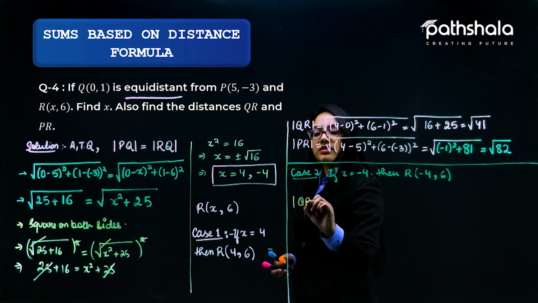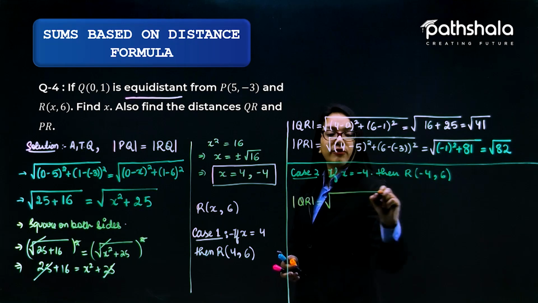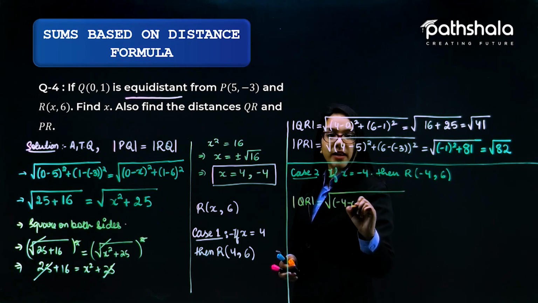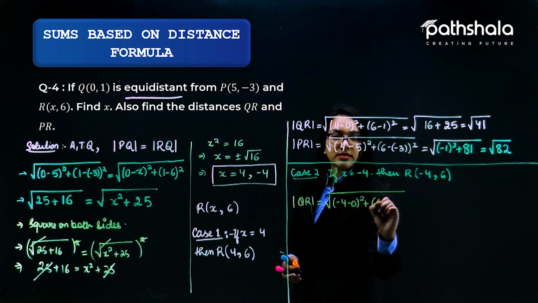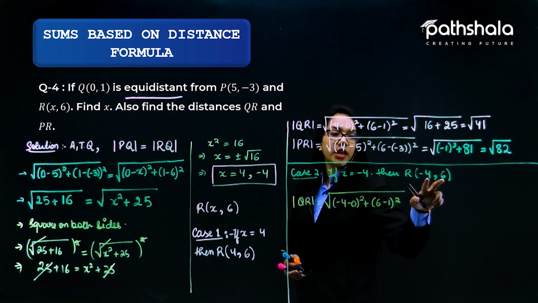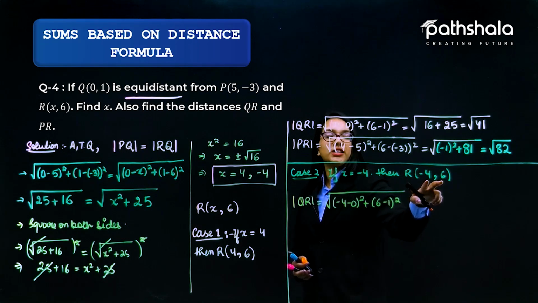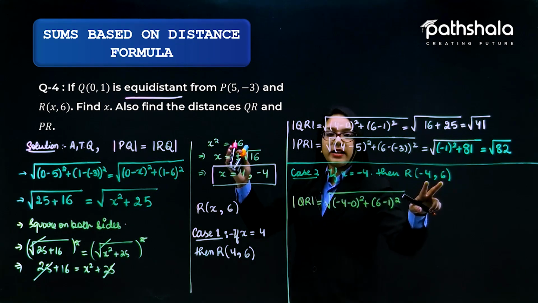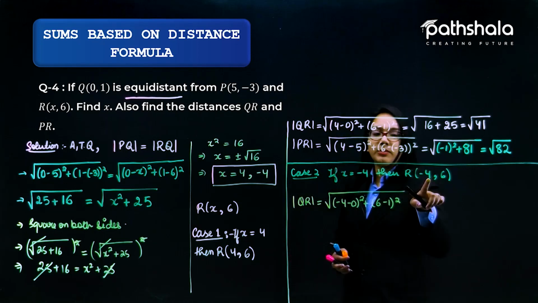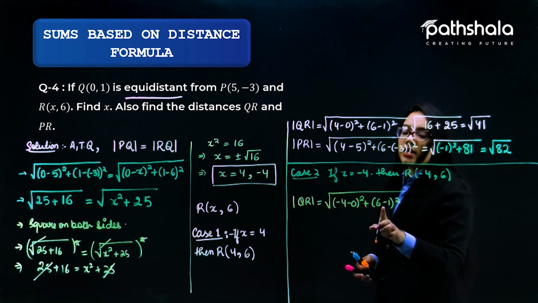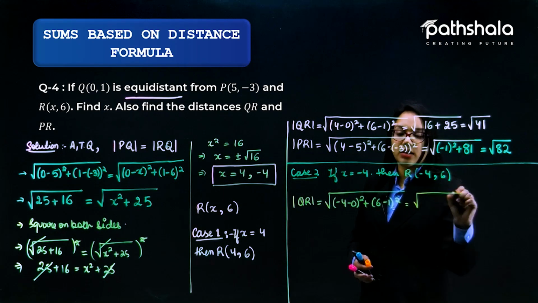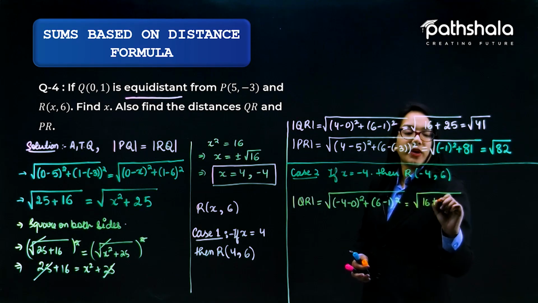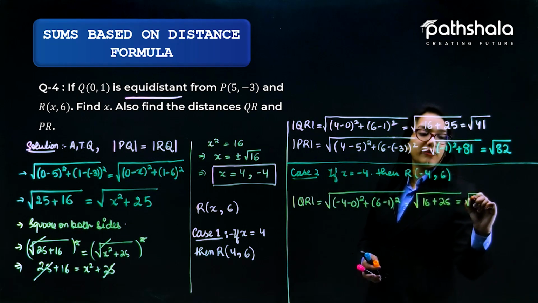So the QR distance would again be of the form square root of (minus 4 minus 0) whole square plus (6 minus 1) whole square. Now I'm taking R as (minus 4, 6), which is x2, y2, and my Q coordinate as x1, y1. So this is 16 plus 25 again, which is root 41.